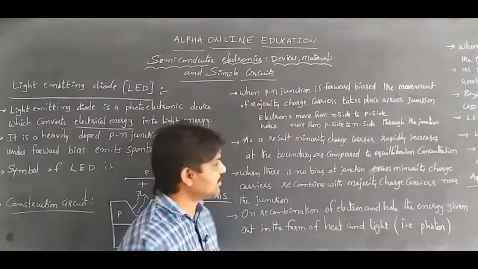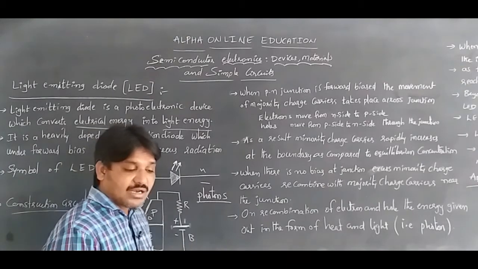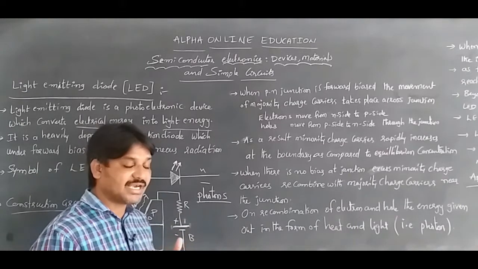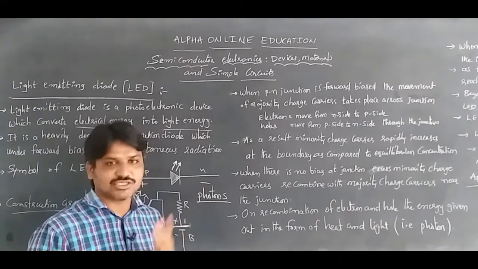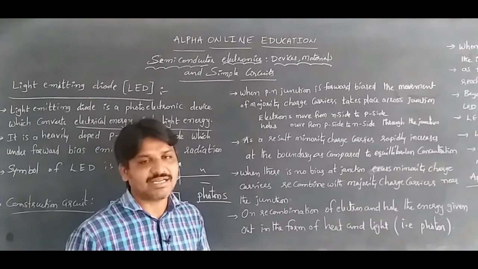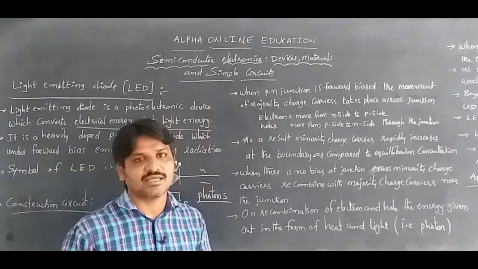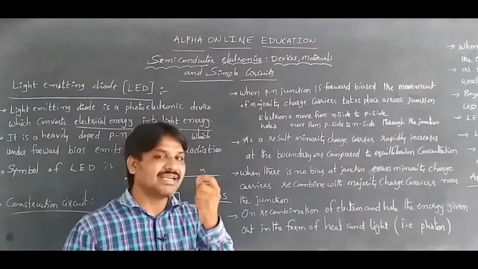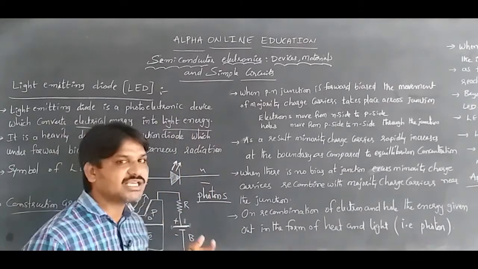Whenever light is emitted, if the forward current is small, then the intensity is also small. If the forward current is increased, then the intensity of the light emitting diode also increases and reaches the maximum value. Beyond that maximum value, any further increment of the forward current makes the intensity of the light emitting diode decrease. That's why we can say that the efficiency is maximum for LEDs.